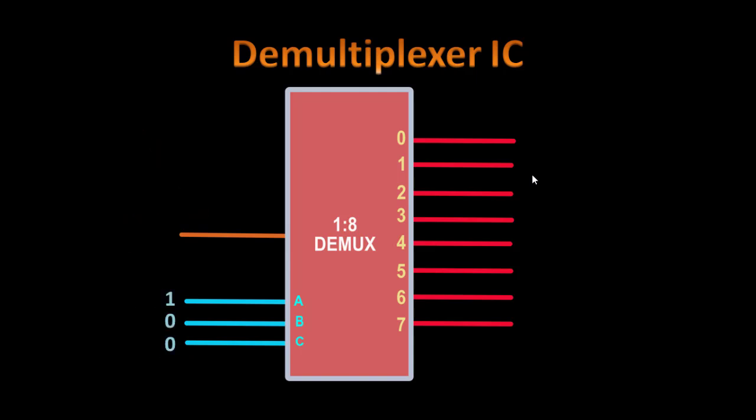Now how does this work? Suppose we make the select lines 1 0 0. 1 0 0 is of course 4. So in this case, whatever input we are giving, that input appears at the number 4 output line. If we make the select lines 1 1 1, 1 1 1 is 7, so whatever input we are giving appears as output at the 7th output line. So this is how the demultiplexer works.